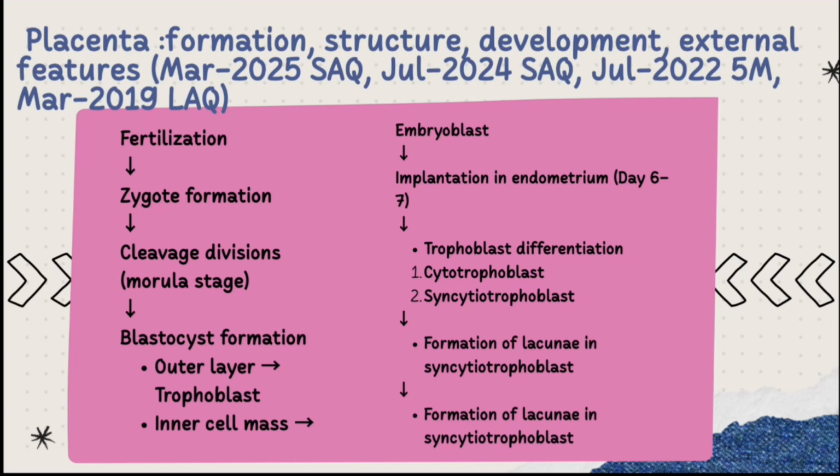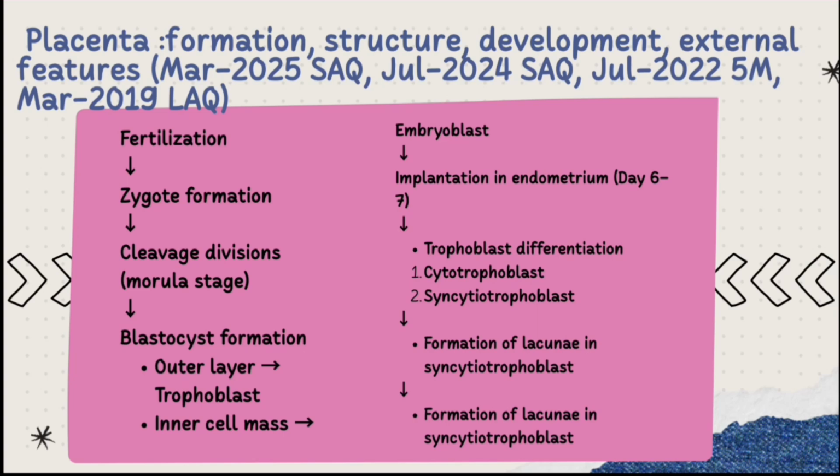So these are the papers in which this question was asked. See, it has been repeated 4 times, so the frequency of it appearing is high. This placenta is actually formed from two parts: the maternal component and the fetal component. The maternal component is the decidua basalis, and the fetal component is the chorion frondosum.